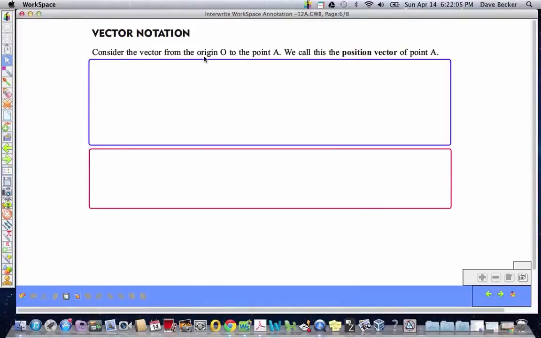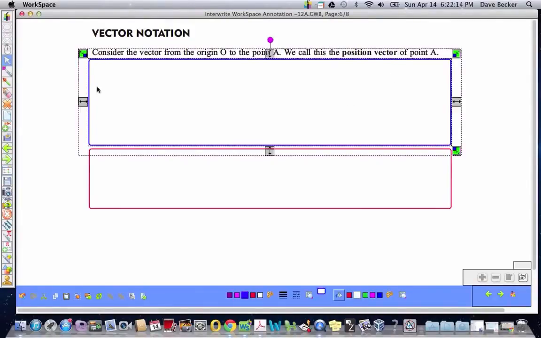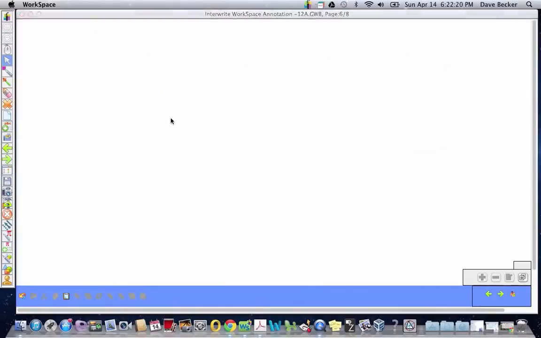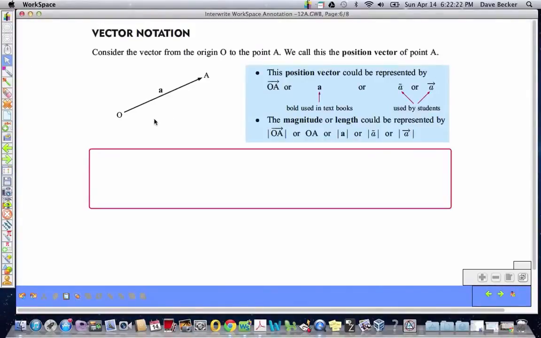Consider the vector from the origin O to the point A. We call this the position vector of point A because it tells us how to get to point A from the origin. And we can talk about it. So here's point O, and here's cap A, and there's lots of different things we can call it.